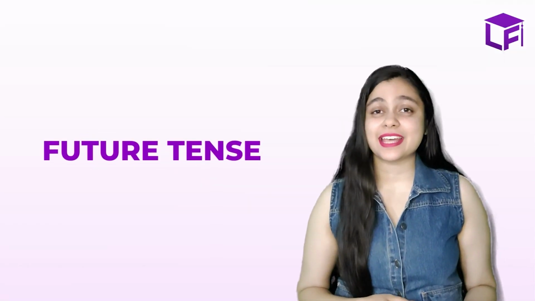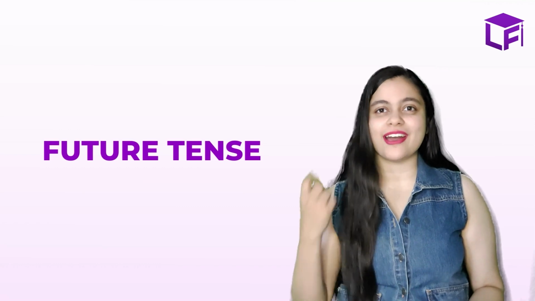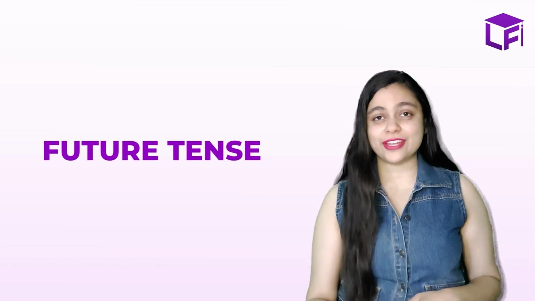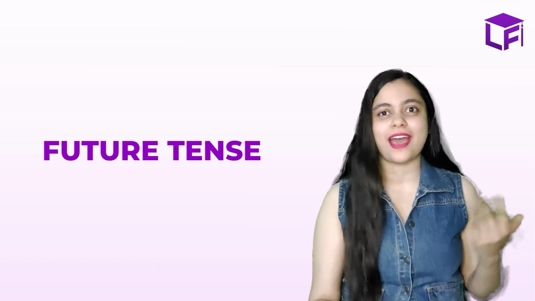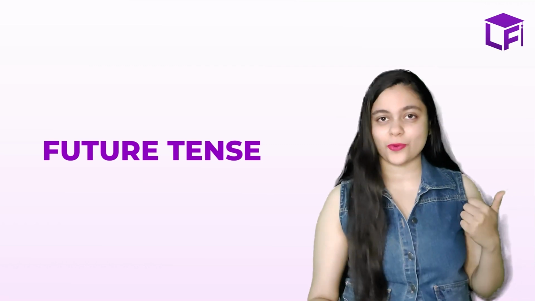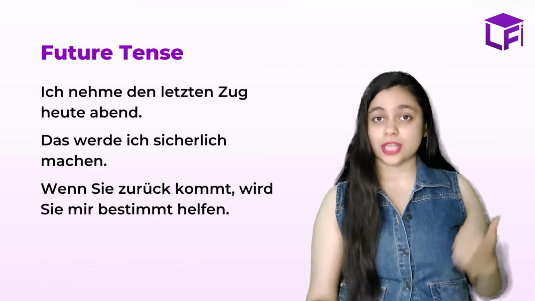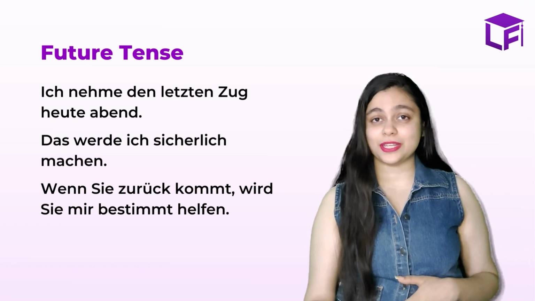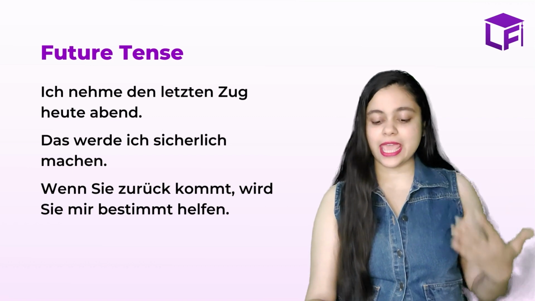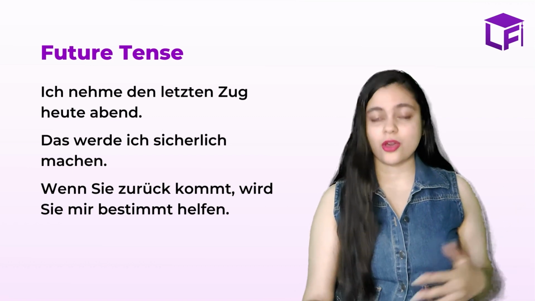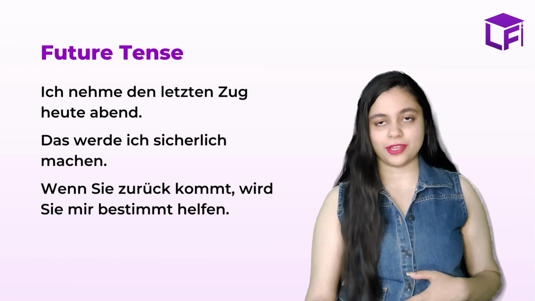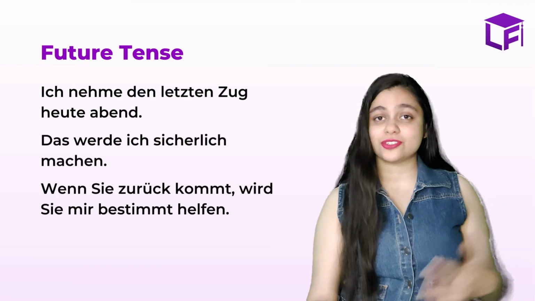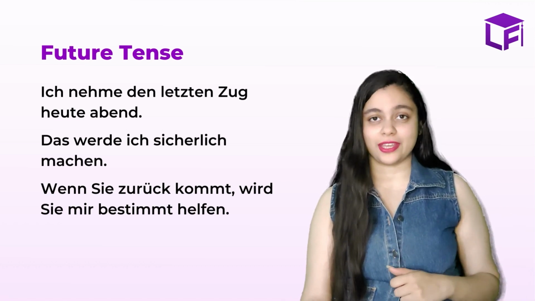My dear viewers, let us understand the future tense or Futur 1. Now, talking about the usage of the future tense, I will now tell you where all you can use the future tense and how. So here you go with the first point. The future tense mostly refers to something that is going to happen in the future. So, as an example or Beispiel, I would state, Ich nehme den letzten Zug heute Abend. So this means I'll be taking the last train tonight or this evening.